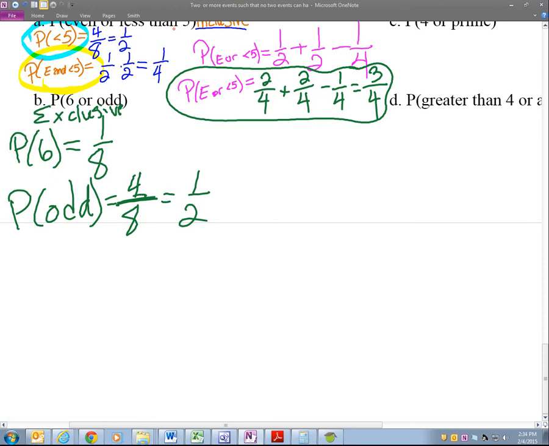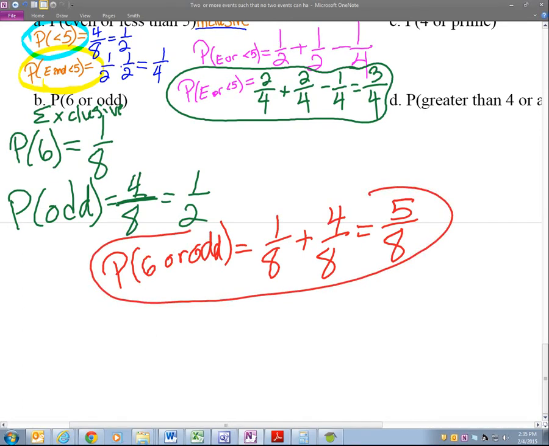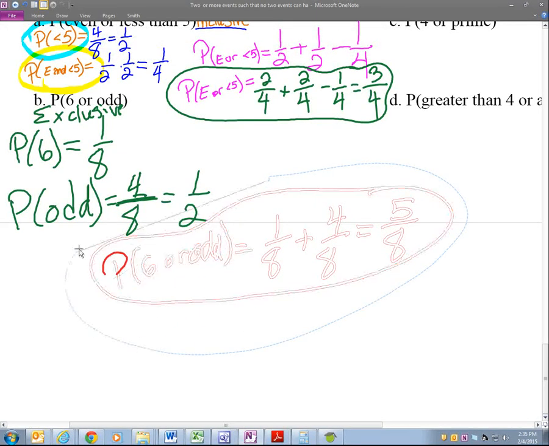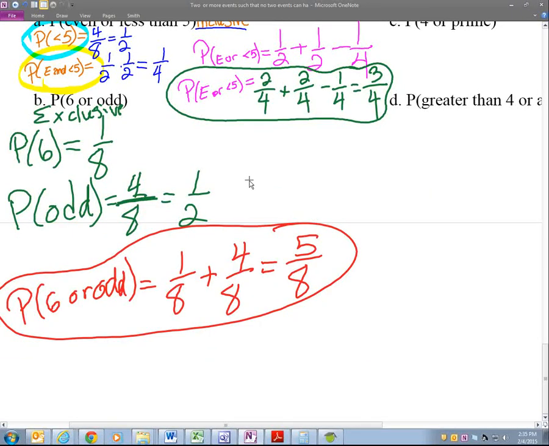So I have the probability of 6 or odd equals the probability of A plus the probability of B, which equals 5/8. Oh, that's all we have to do? Yep, those ones are so easy. We're going to do C and D together.